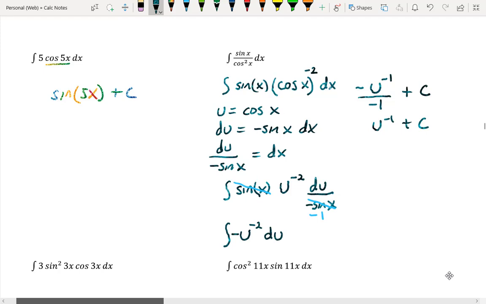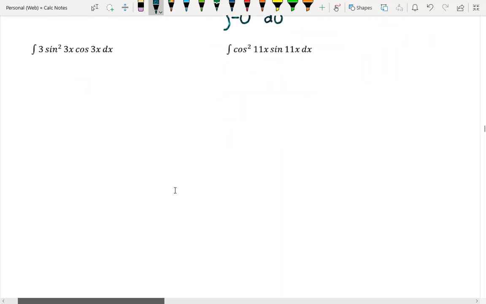And so replacing u with cosine of x, I get cosine of x to the negative first power plus c, and I could also write that as 1 over cosine of x plus c. All right, so on a multiple choice test, you'd be looking for this bottom answer. On a free response, you could just leave the top one and you'd be fine with that. All right, okay, let's keep going here. All right, next one here.